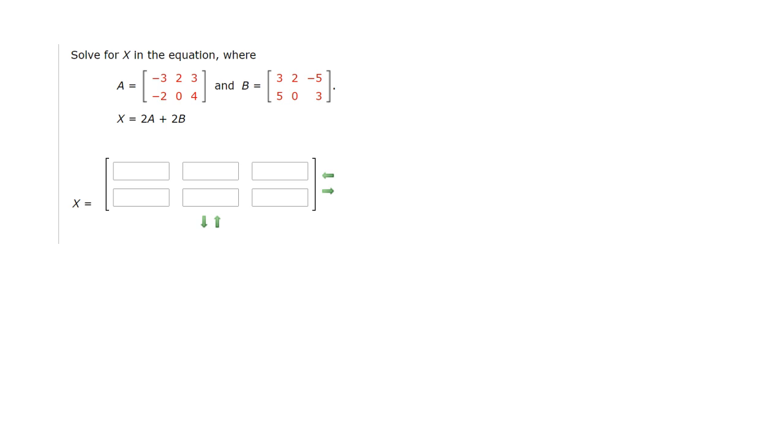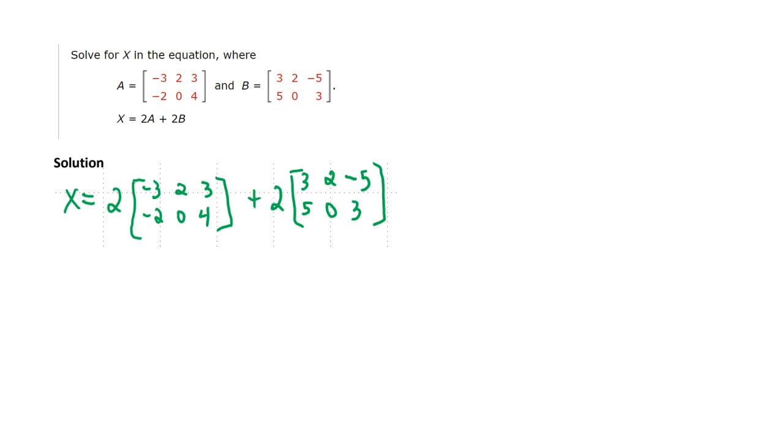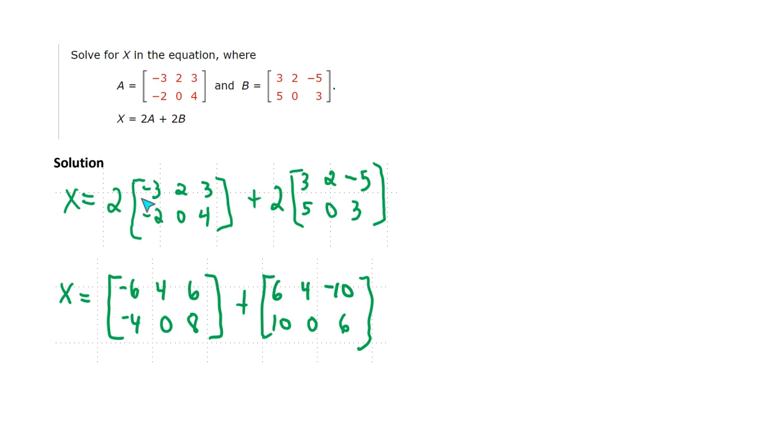Okay, so solve for x in the equation here. So we have x is equal to 2A plus 2B. And so one of the things we can do first is I like writing it out. So I have 2, then my matrix A plus 2, my matrix B. Check the dimension. So this is a 2 by 3 and this is a 2 by 3. So I can proceed. Multiply 2 inside. So we get -6, 4, 6, -4, 0, 8. And 2 times each of these is 6, 4, -10, 10, 0, 6.